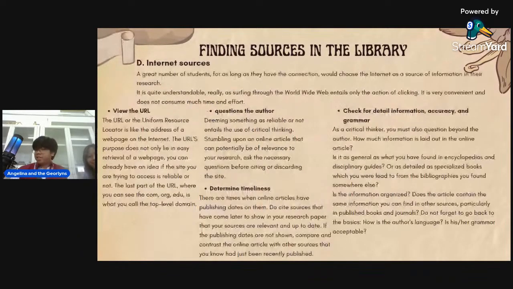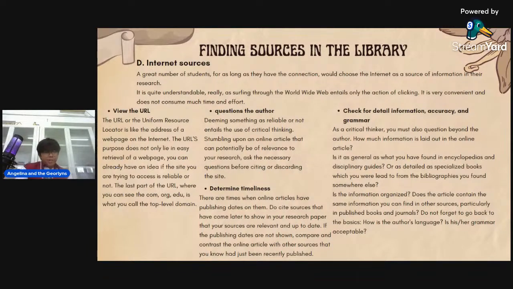So here we have internet sources. As we all know, we all gather our sources on the internet. Basically, it is highly technical, very easy, and it's always around you. Just use your phone or your laptop, find the sources that you want, and just search it up, and then you might be able to find it.